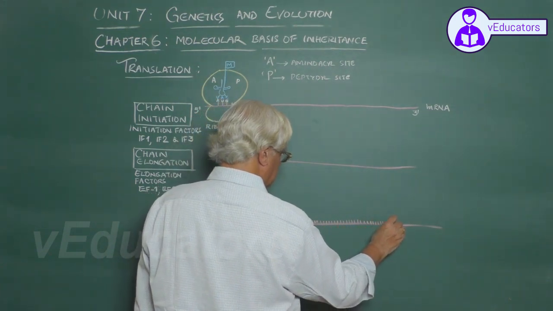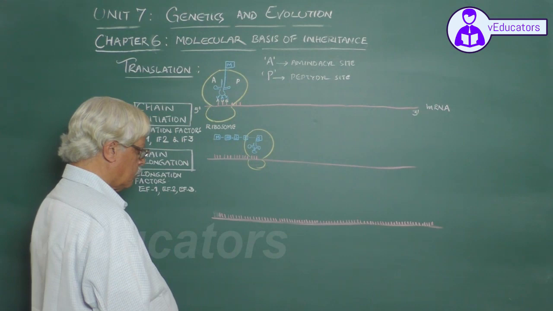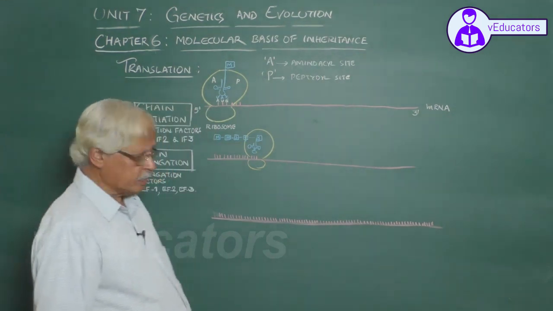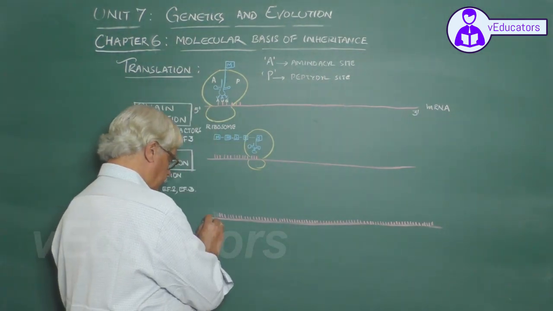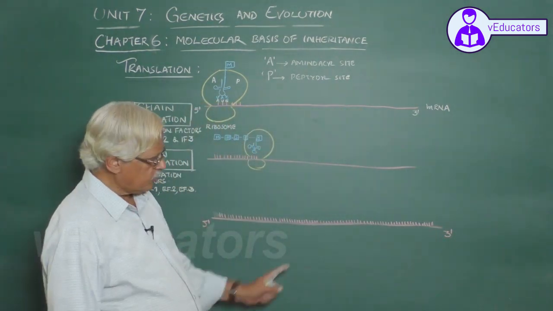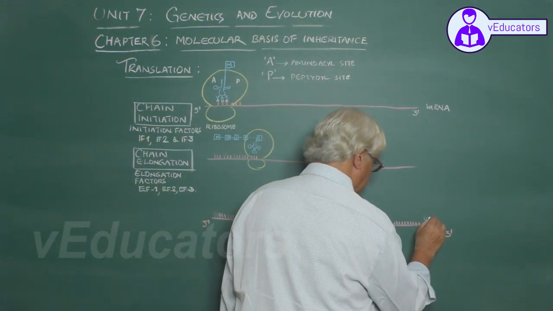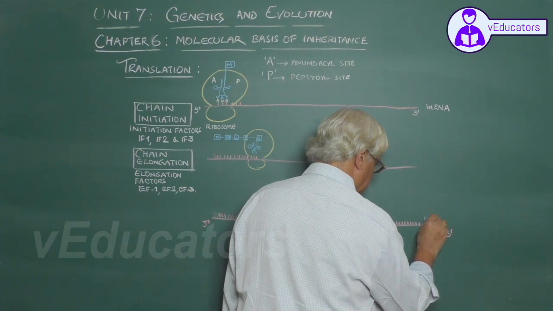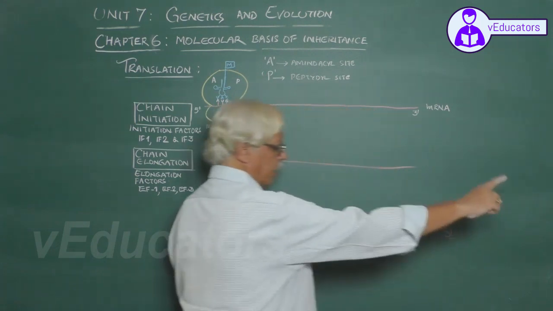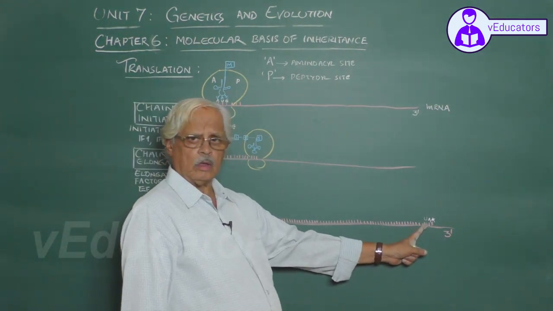These are the nitrogen bases that represent the triplet codons. Let us say at the other end, at the 3' end of this mRNA chain, there is a combination of UAA followed by a poly A tail. UAA is the last codon present here.